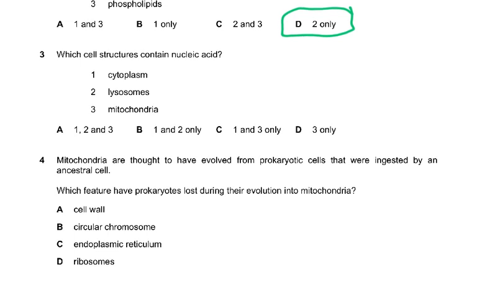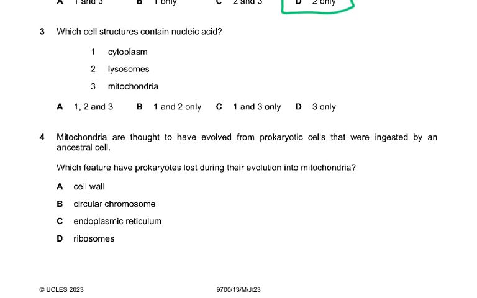Then which cell structure contains nucleic acids? Cytoplasm, lysosome, and mitochondria. Well, cytoplasm will contain nucleic acid. When they're asking about nucleic acid, you have to think of DNA, or you can think of RNA. Now, in the cytoplasm, if you remember, there are free ribosomes, and the ribosomes are made up of ribosomal RNA and protein. So nucleic acid will be found in the cytoplasm.